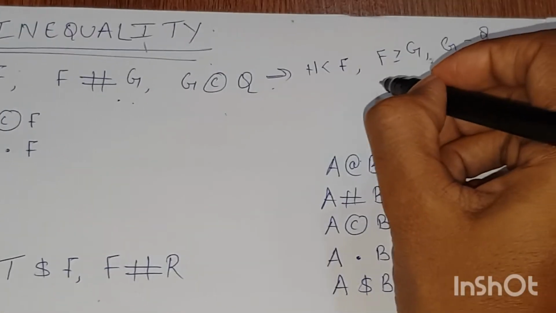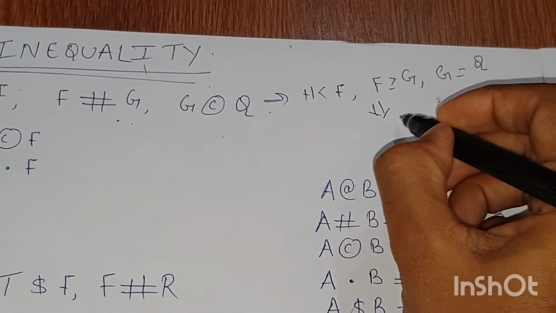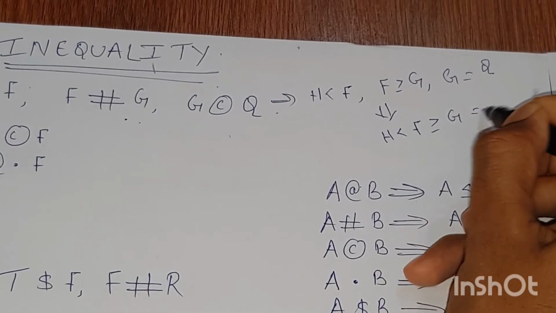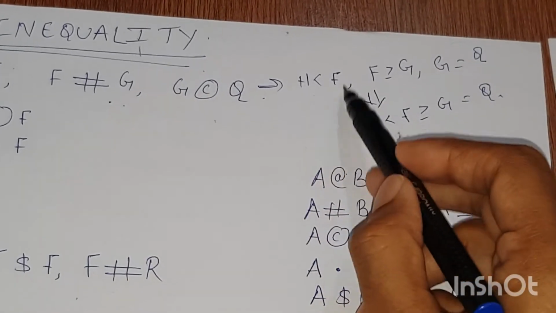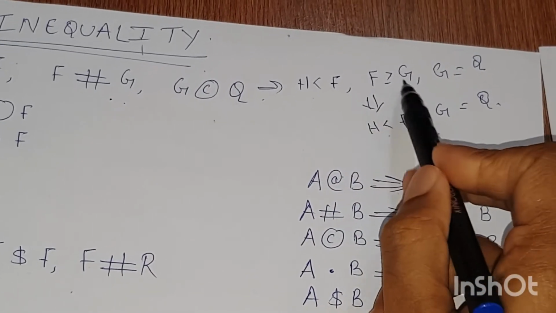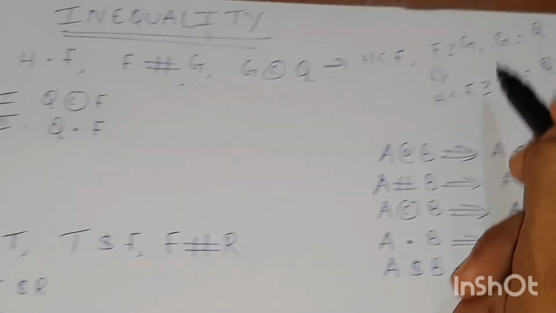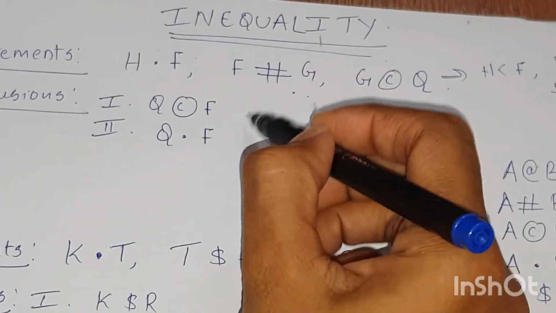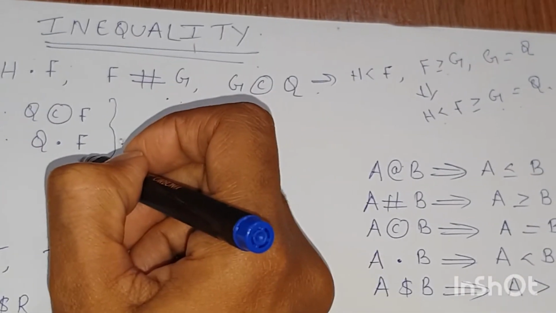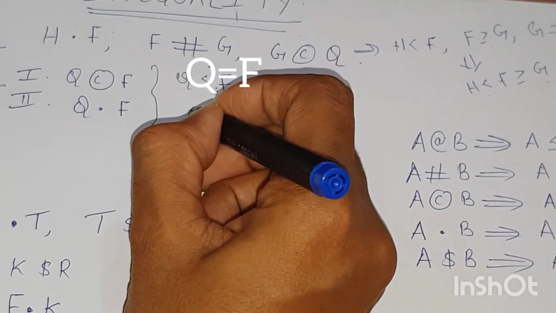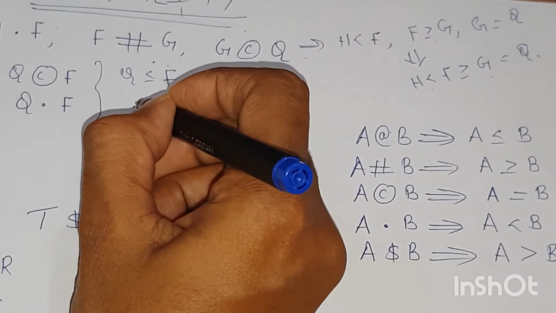So which can be rearranged as how? H is less than F, F is greater than or equal to G is equal to Q. Understood? H is less than F and that F is greater than or equal to G and that G is equal to Q. Now we are going to the conclusions, okay? Q © F. Copyright means less than or equal to. So Q is less than or equal to F. Dot means less than, right? So Q is less than F.